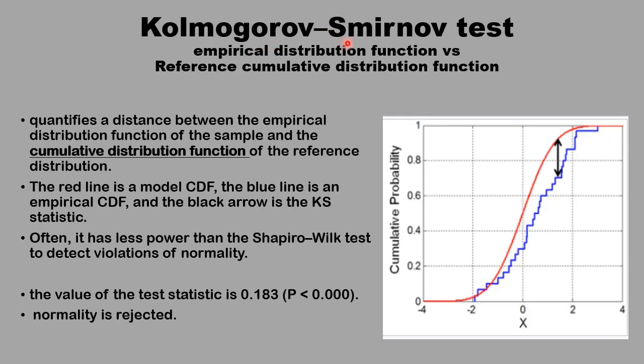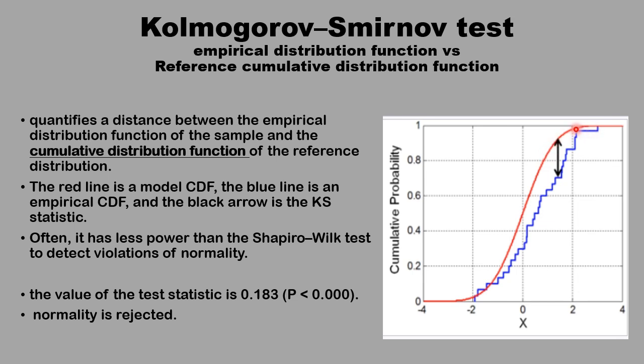The Kolmogorov-Smirnov test is the third test of normality, in which the cumulative distribution function of the set of data, if it is perfectly normally distributed, would form this red line. This is a cumulative distribution function. Any point here would be the addition of all the points before it, and it would reach 100% at the very end.